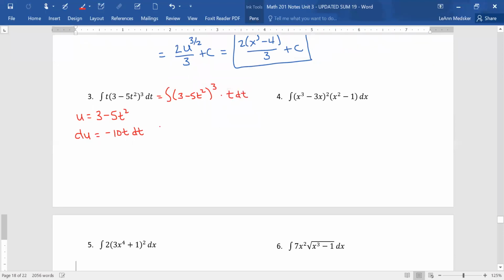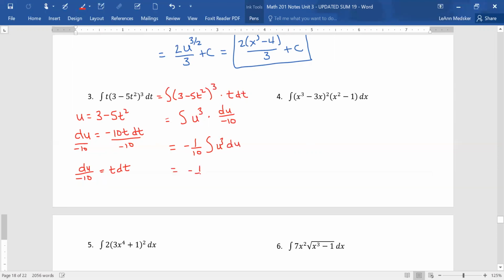So notice I have a t dt, but I don't have a negative 10. So the way we fix this is we want to make it match this. So I'm going to divide this by negative 10. So what we now know is that du divided by negative 10 is t dt. So when I do my substitution, I'm going to have a u to the third times a du divided by negative 10. Now we don't like having an extra coefficient in here, so we just bring that out to the front because coefficients can be brought to the front of our integration.